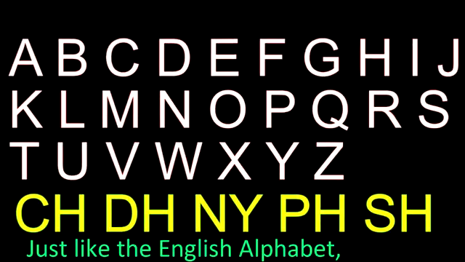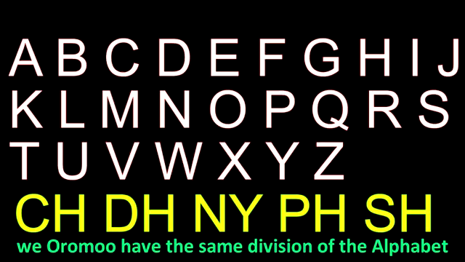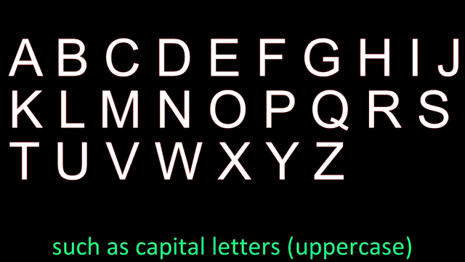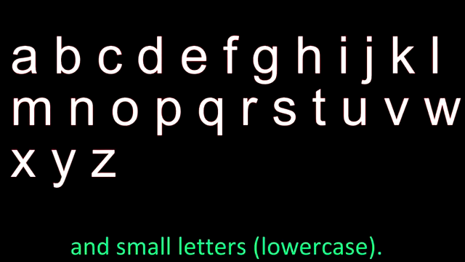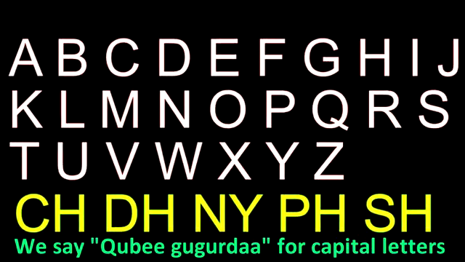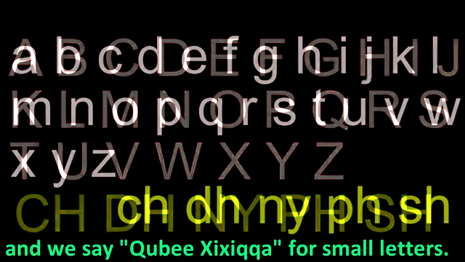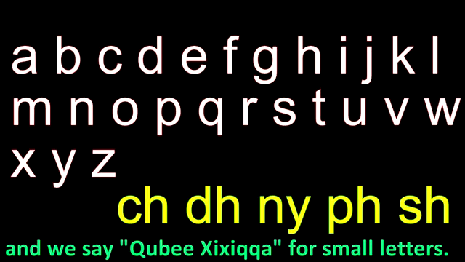Just like the English alphabet, we Oromo have the same division of the alphabet, such as capital letters or uppercase and small letters or lowercase. We say Qubee gugurda for the capital letters and we say Qubee xixiqqaa for the small letters.